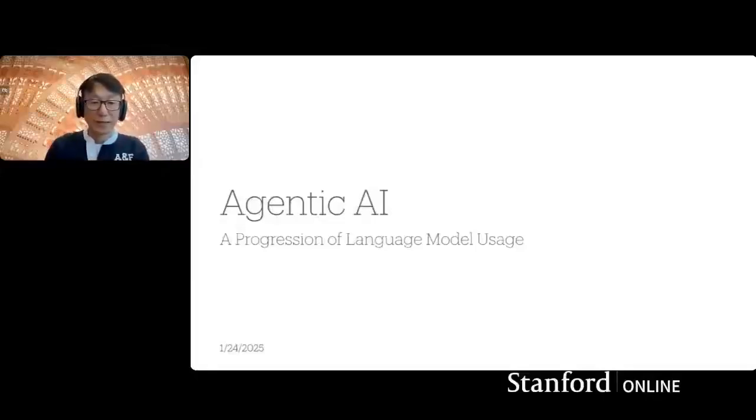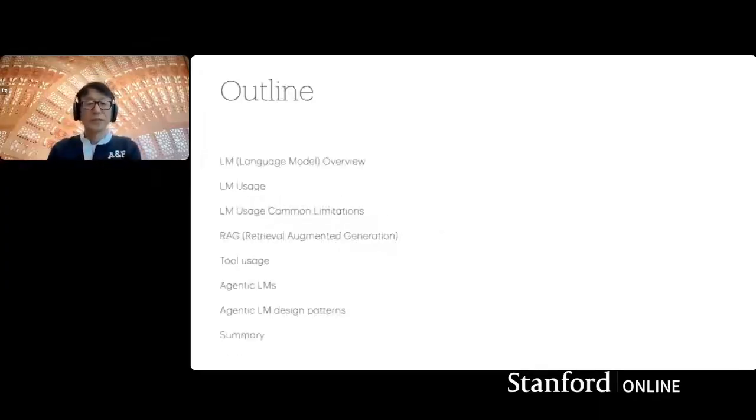So today we'd like to go over Agentic AI, Agentic language model as a progression of language model usage. So here is the outline of today's talk. We'll go over the overview of language model and how we use it, and then the common limitations, and then some of the methods that improve on these common limitations. And then we'll transition into what is the agentic language model and its design patterns.